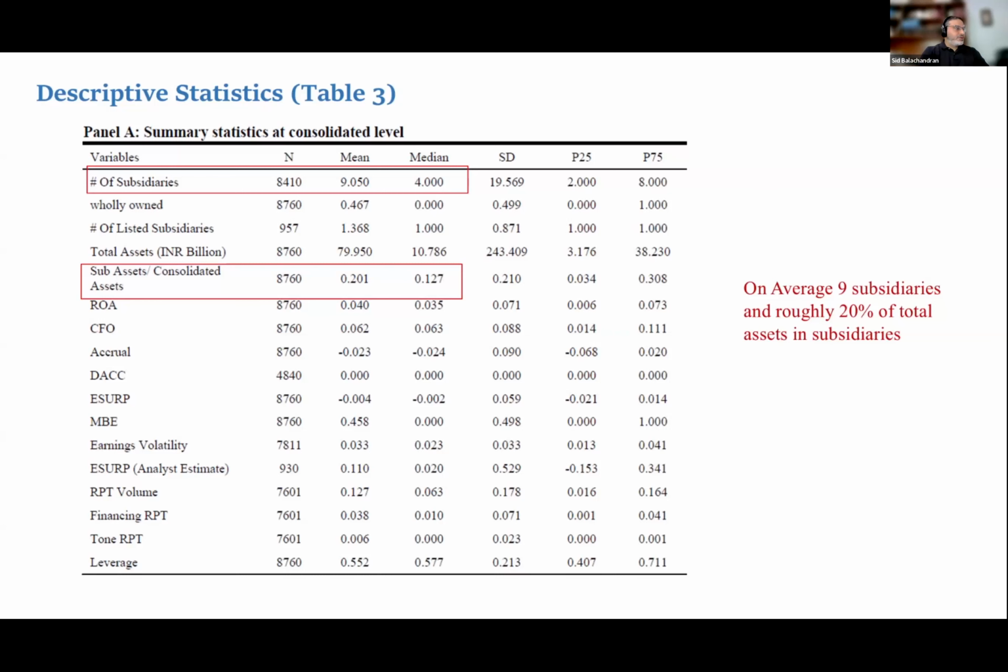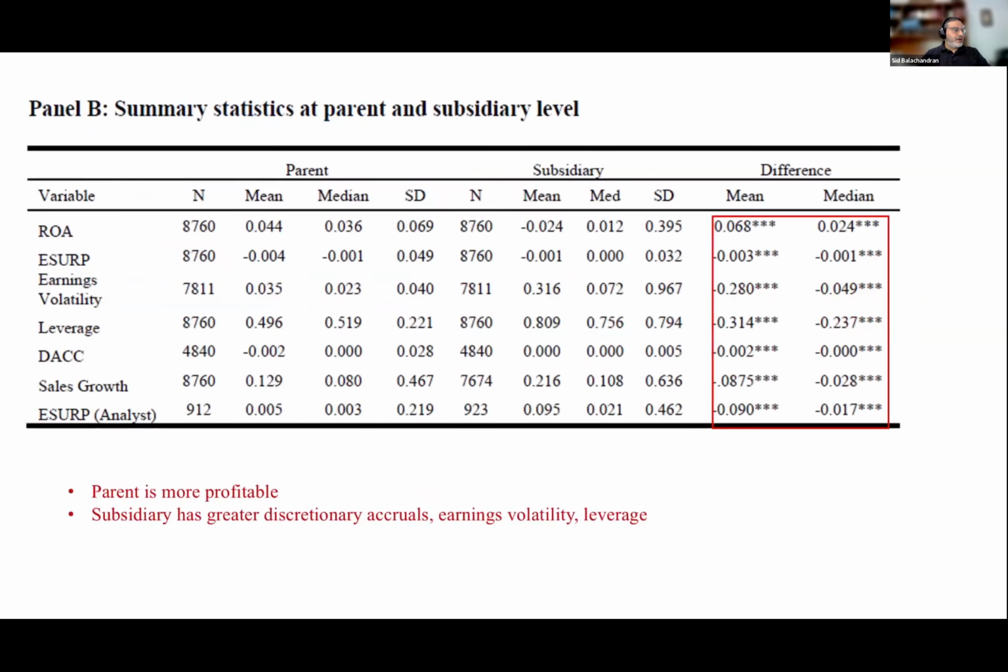Okay. Back to what you asked about, Trevor, the mean is 9 subsidiaries, and roughly the subsidiaries have about 20% of the total assets, right? Obviously there's some decent level of variation in there. The interquartile range is from 3% to about 30%. Subsidiaries are definitely not the majority, but they're a good portion of it. When we actually look at the differences, what we know is that typically the parent ends up being more profitable, and on average, you're going to see more discretionary accruals, more earnings volatility, and more leverage in the subsidiaries, right?